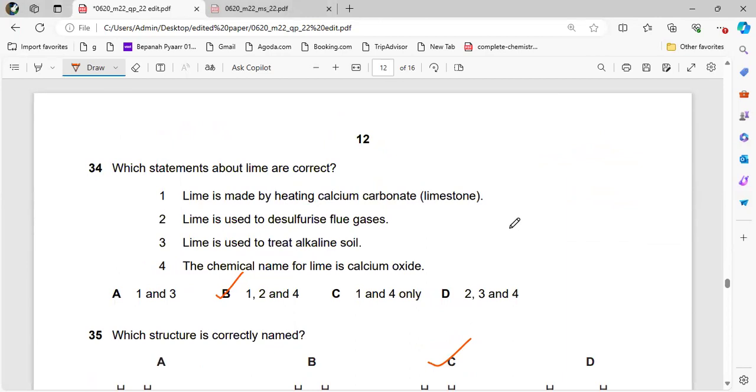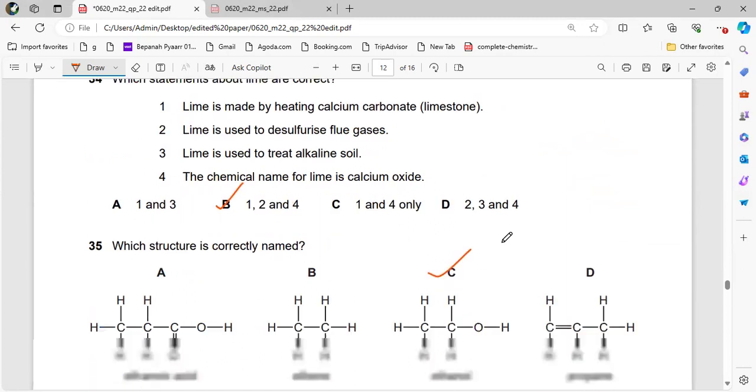Okay. Lime is used to treat alkaline soil. No, we do not use lime to neutralize the soil. Okay. The chemical name for lime is calcium oxide. That is correct. So 1, 2, and 4 are correct options.